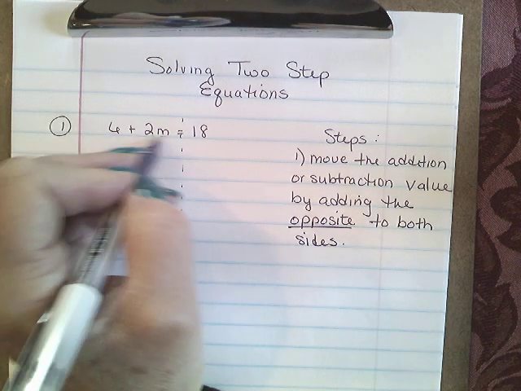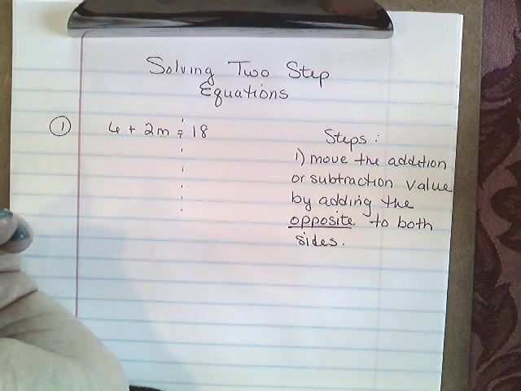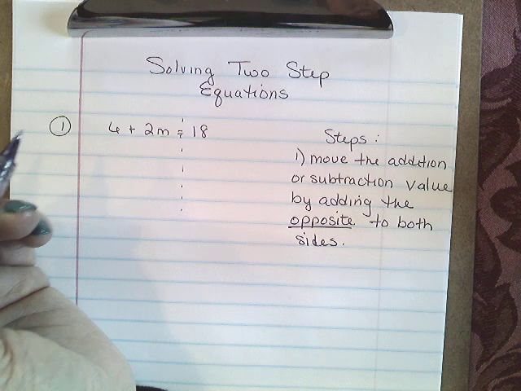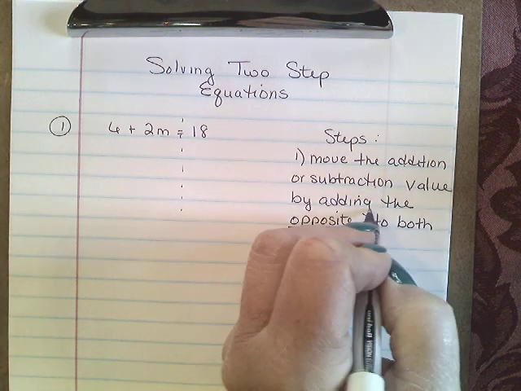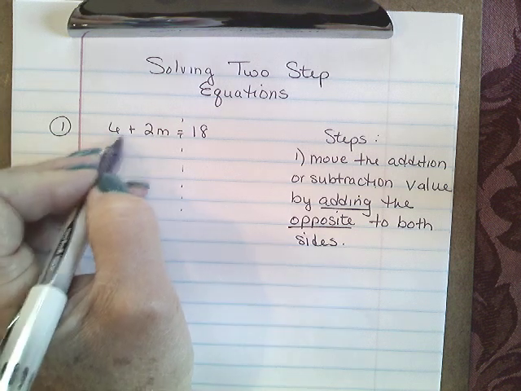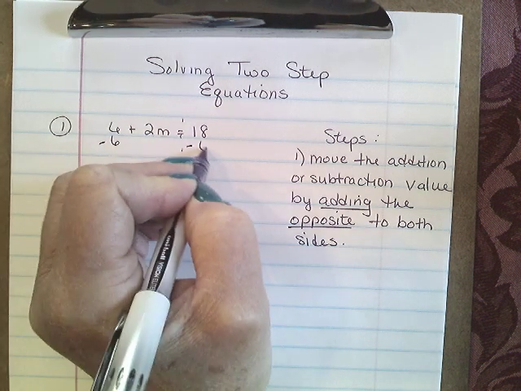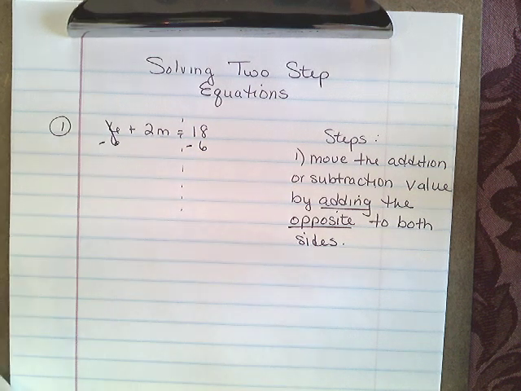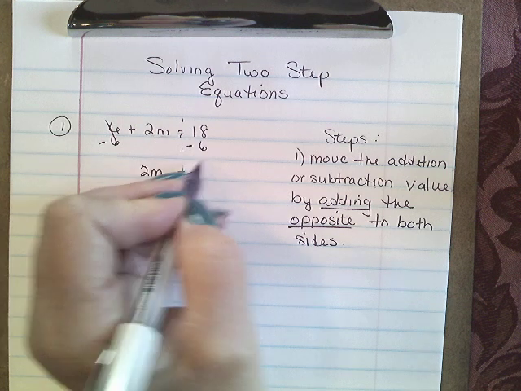The 2m has the variable and the coefficient of 2. That's the last step of solving a two-step equation. First step is to always move your addition or your subtraction by adding the opposite. So 6 is positive, so I would be adding a negative 6 to both sides. That would zero out, and I would have 2m equals 12.